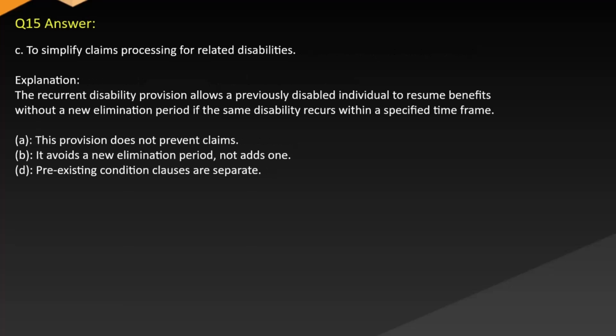Answer C. To simplify claims processing for related disabilities. Explanation: the recurrent disability provision allows a previously disabled individual to resume benefits without a new elimination period if the same disability recurs within a specified time frame. A. This provision does not prevent claims. B. It avoids a new elimination period, not adds one. D. Pre-existing condition clauses are separate.